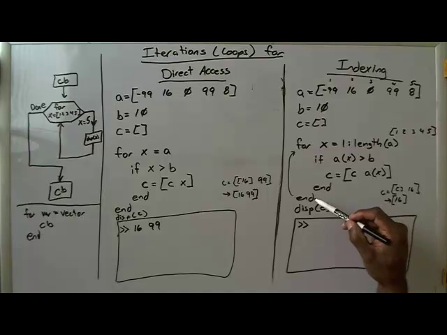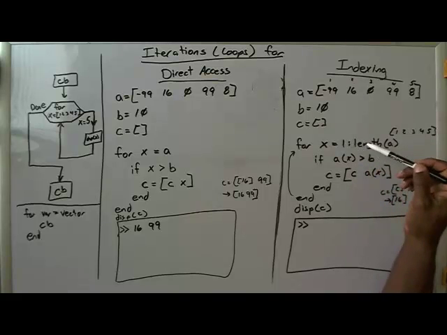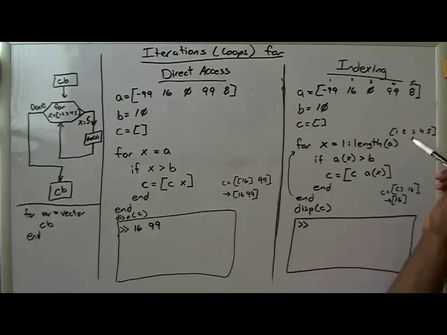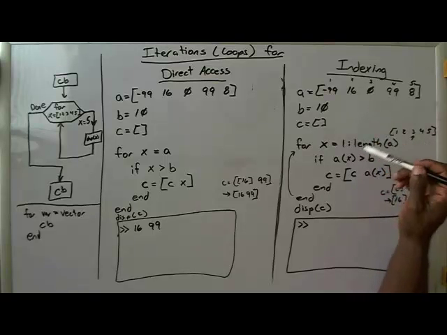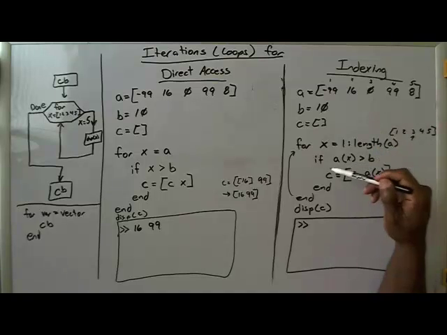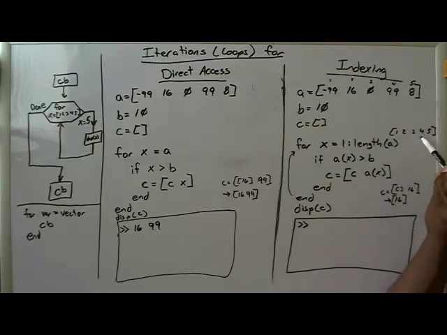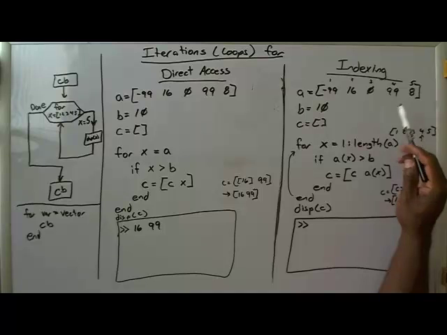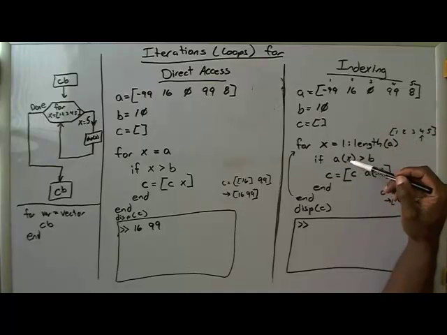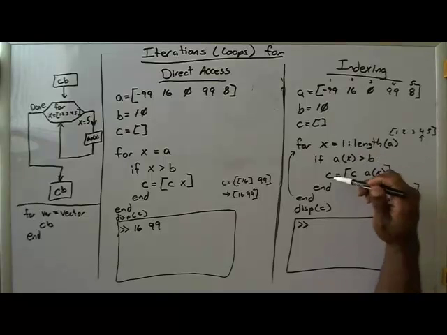So now you go back up. You're not finished with going through A yet. Now x is this next value, which is 3. You say, is A indexed at 3 greater than B? Well, A indexed at 3 is 0. Is 0 greater than 10? No. So you skip this. Go back up. Now x is equal to 4. So you ask yourself, is A indexed at 4, which is 99, greater than B? The answer is yes. So you come back in here.